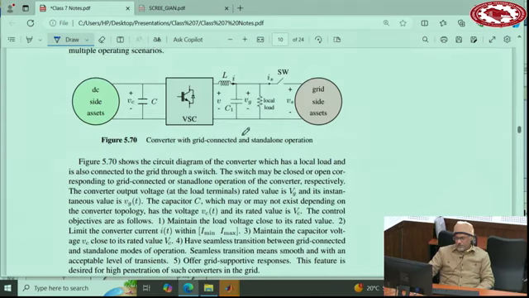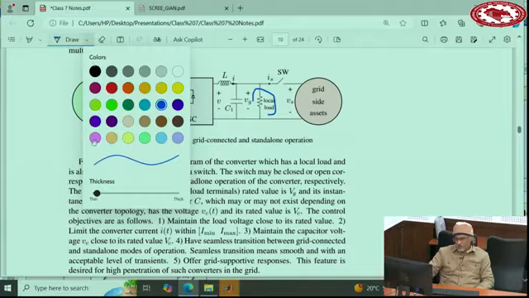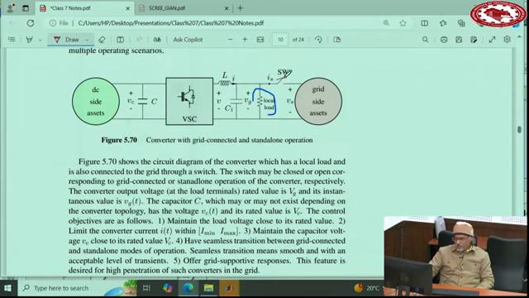Here we have the situation that there are some loads and there may be a grid also, and this is the switch that connects to the grid. This switch may be open or may be closed. So it should operate in both modes, whether it's open or closed. That is the concept of grid forming.